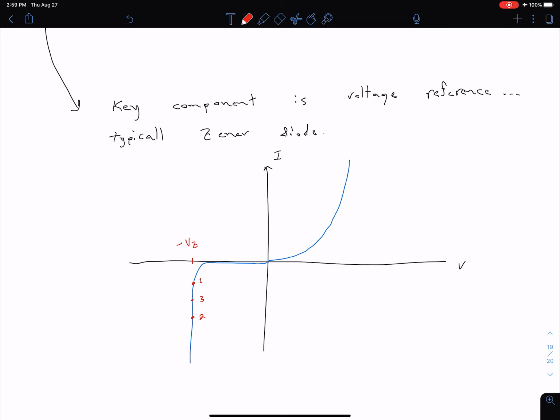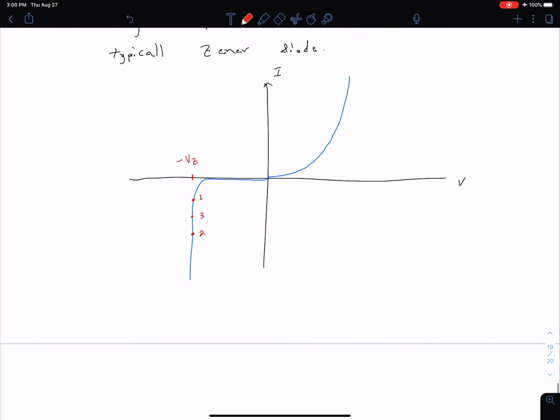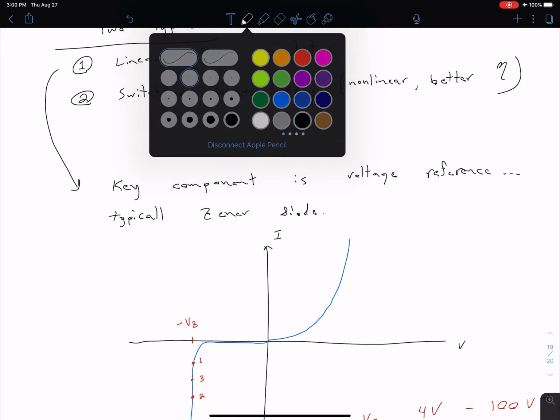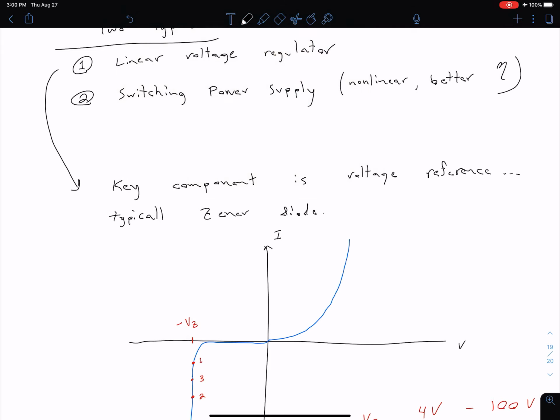The value of this negative VZ, or just VZ, can range anywhere from the order of 4 volts up to 100 volts or higher. So we have a lot of versatility here. Essentially the way this linear voltage regulator works is it uses this voltage across the Zener diode as a reference to compare to what the output should be.